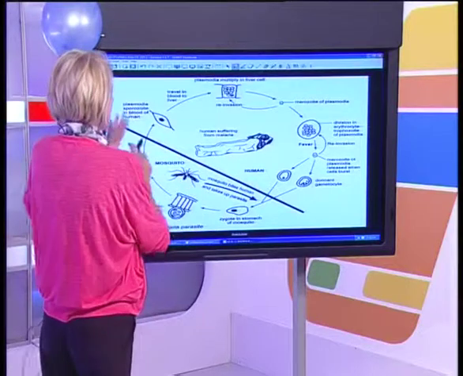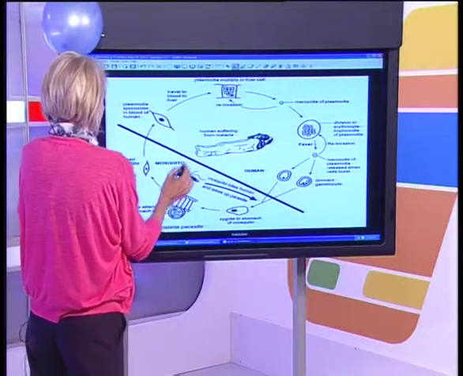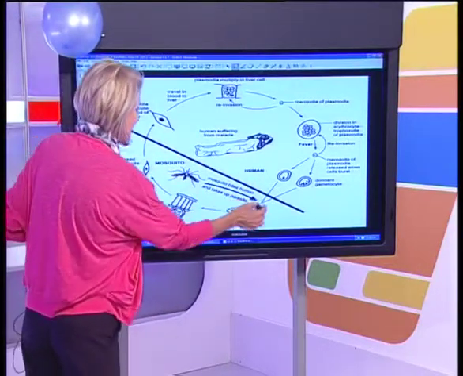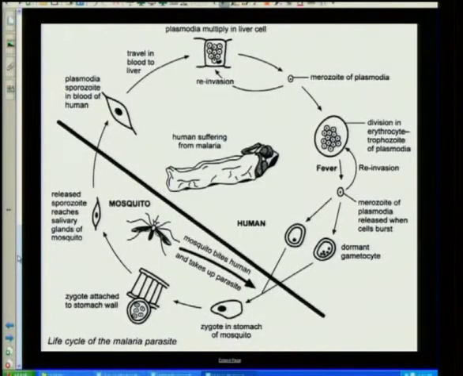Okay, now, here we've got the mosquito. It sucks a person that has malaria, a sick person, and it then attaches to the stomach wall. When it's there, the zygote attaches, it develops, and it is released. And here you have your sporozoite, and that then goes, when the mosquito bites somebody, in the saliva, into the human's bloodstream. It travels to our liver, and that's where the problem is.